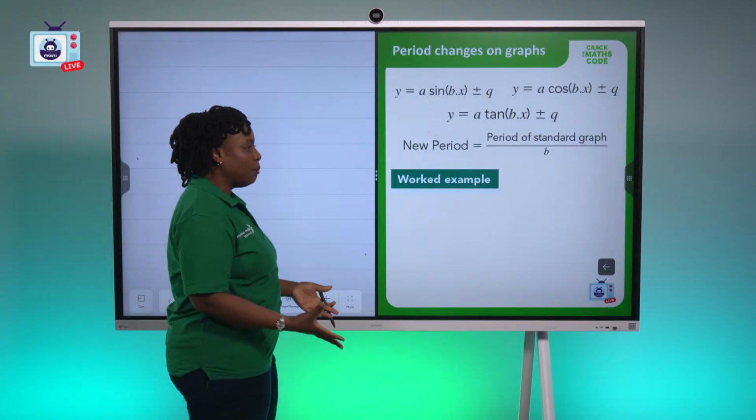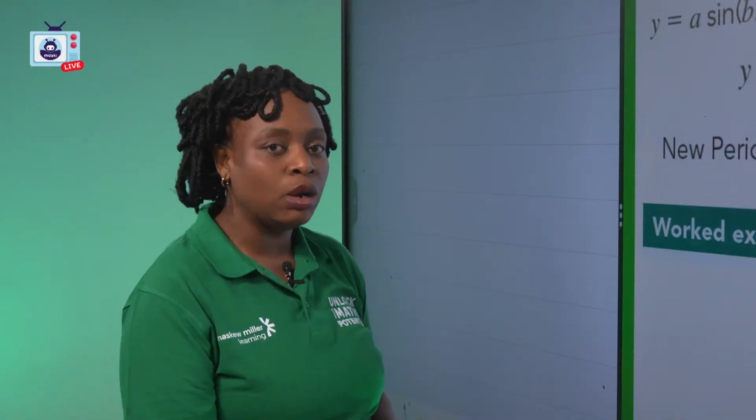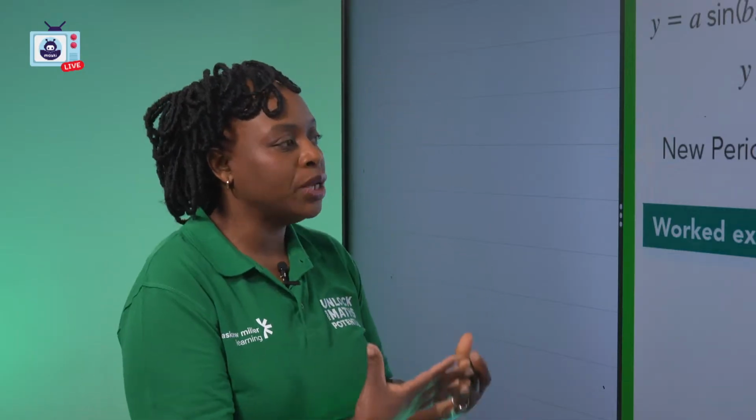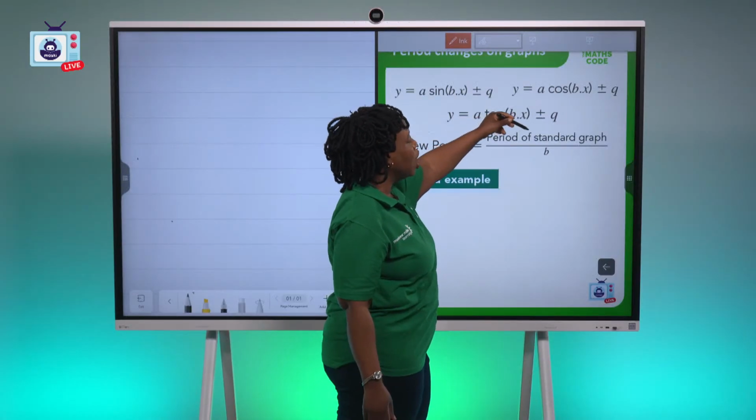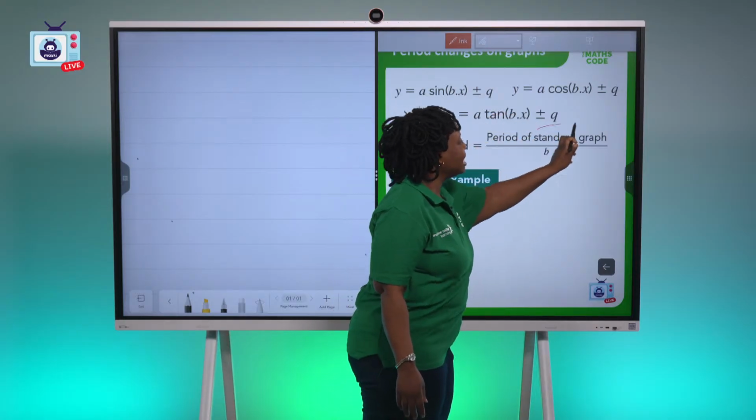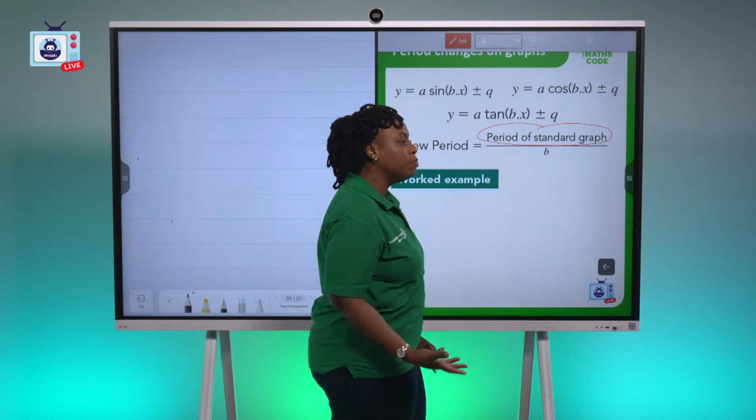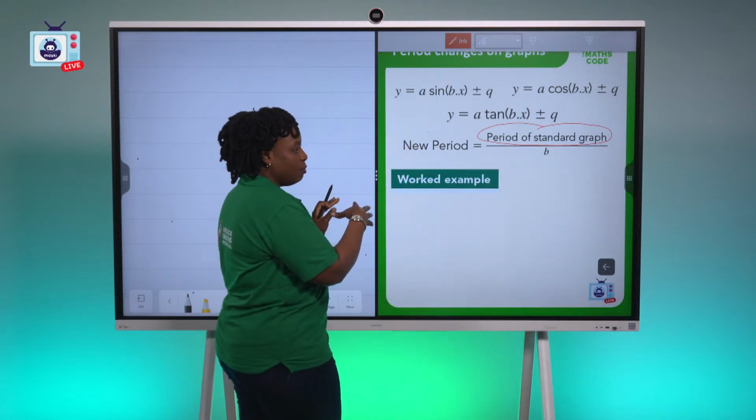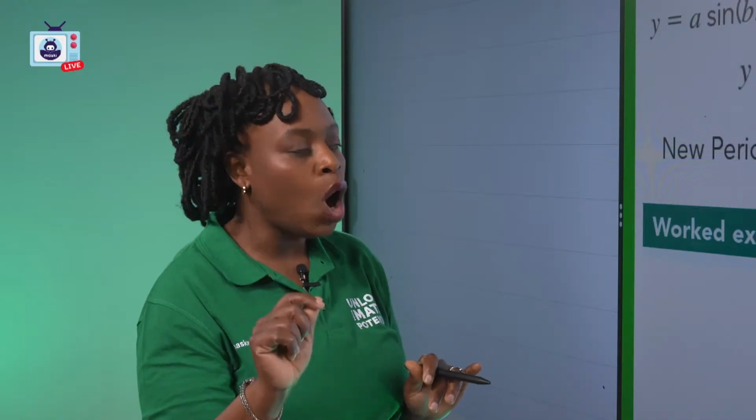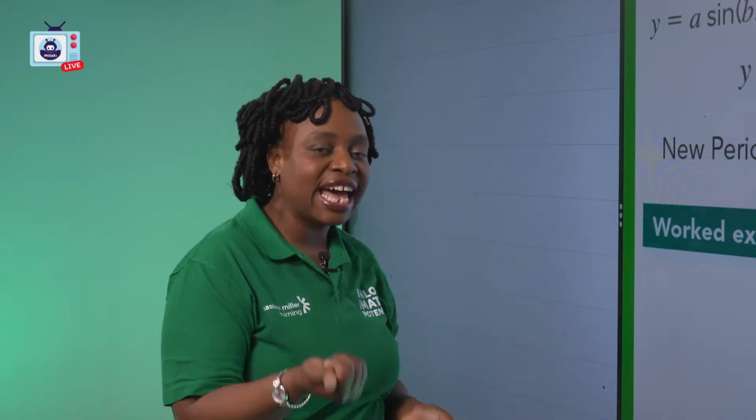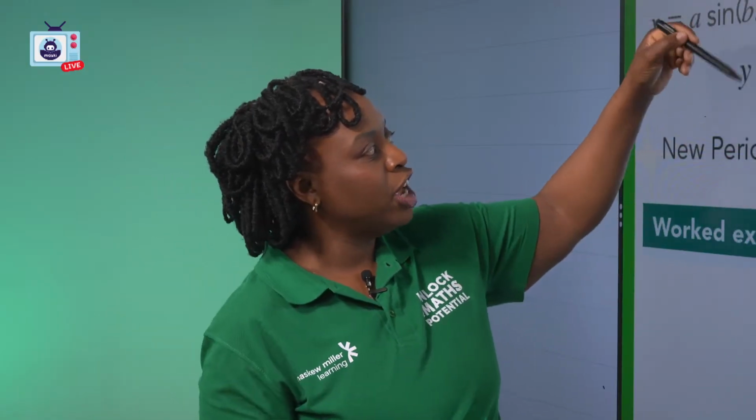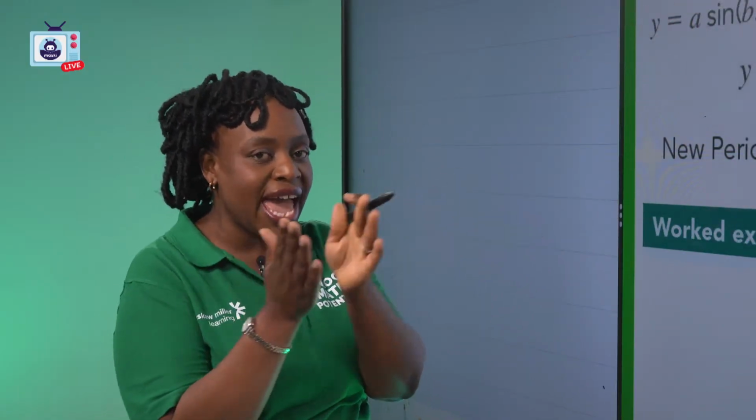But we have a very important thing that you need to remember as well. When you're given a particular period and you have to calculate what the new period can be, what do we do and how do we get to it? You can ask yourself: new period equals the period of a standard graph divided by b. What is a standard graph period? That is the table I showed you at the beginning. If you have sine, the period of sine will be 360. Then you divide it by b, which is the value that comes right before the angle itself.